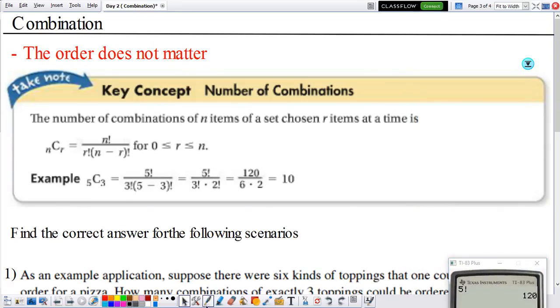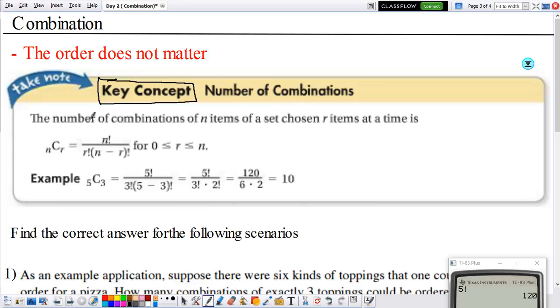Now here, there's 2 things that you need to know. When we talk about combinations, we know that the order does not matter. We want to play some kind of grouping. We want to rearrange some kind of group. We're not going to pay too much attention to the order of it. There's 2 things that you need to know from this key concept, and that is what n and r are.